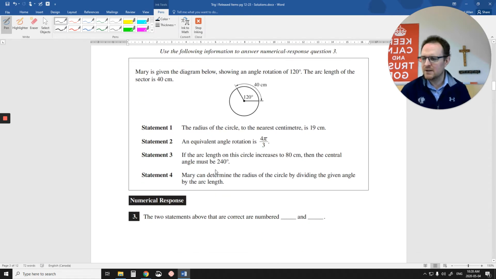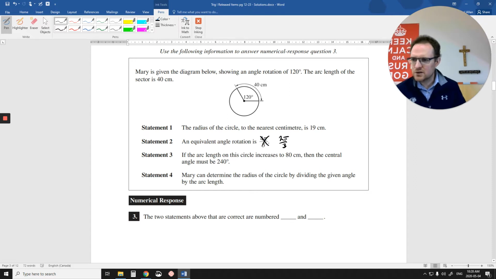Mary's given this diagram. I think we've seen this diagram already in a previous question. Maybe not, I can't remember. She's been asked about a couple of these statements, and 2 of them are correct. So I'm just going to look at this equivalent rotational angle. I'm just going to double check is 120 the same as 4 pi over 3. And I already know it's not, but you go 120 divided by 180, math, enter, that's 2 pi over 3. So statement 2 is wrong. The angle is actually 2 pi over 3.